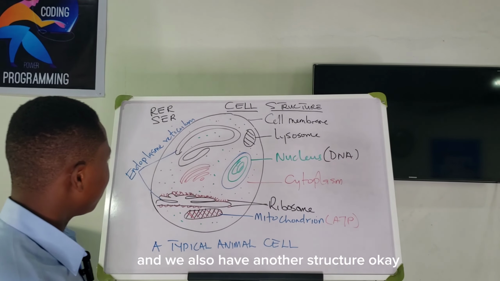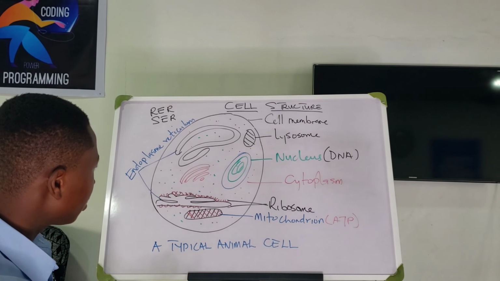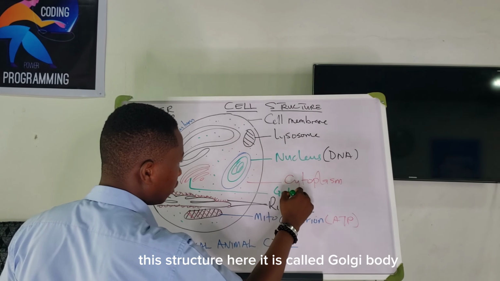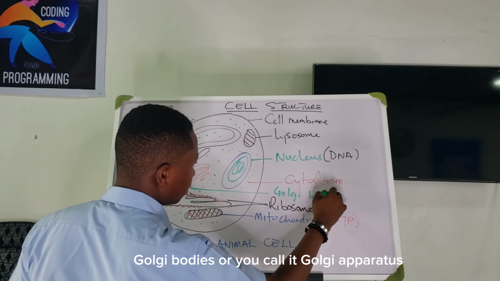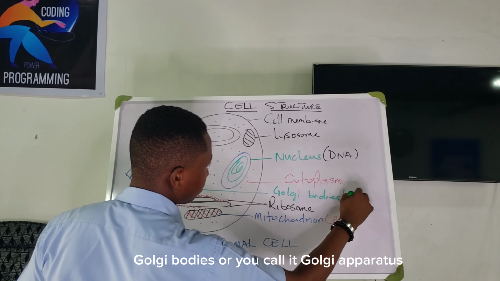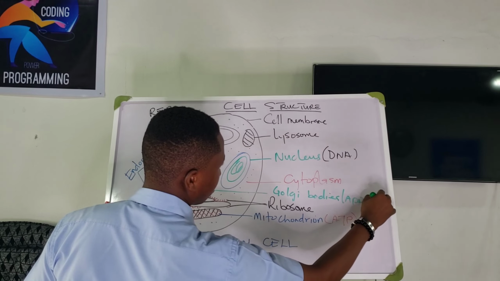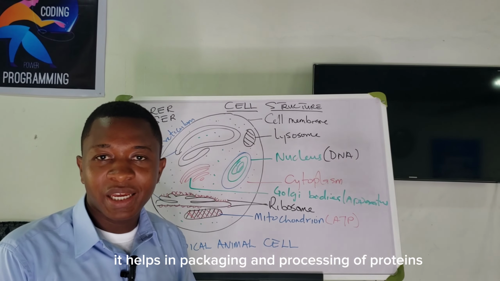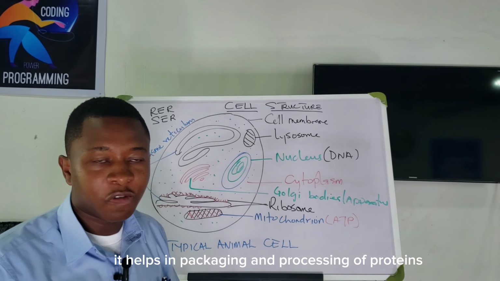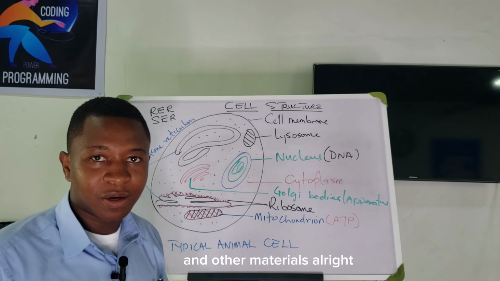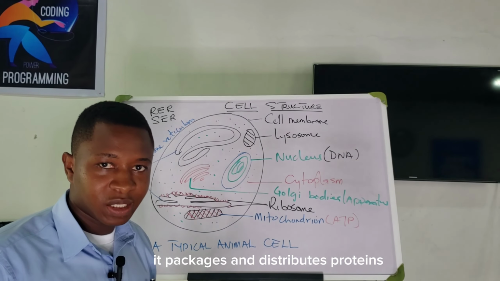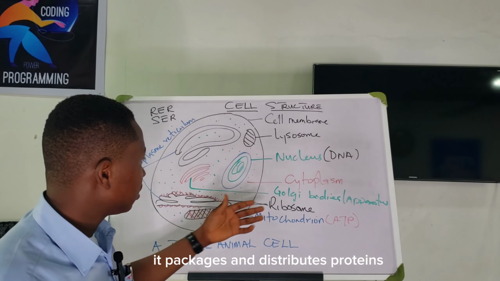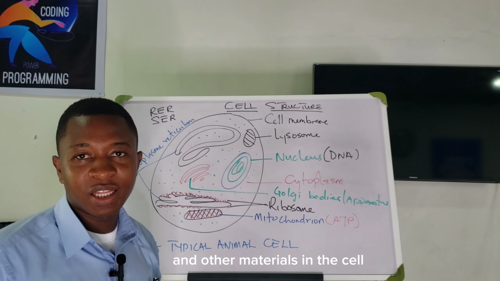Now, we also have another structure. This structure here is called the Golgi body, Golgi bodies, or you call it the Golgi apparatus. Now, what's the function of the Golgi apparatus? It helps in packaging and processing of proteins and other materials. It packages and distributes proteins and other materials in the cell.